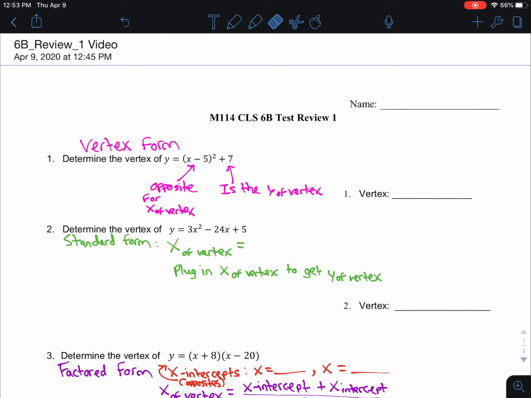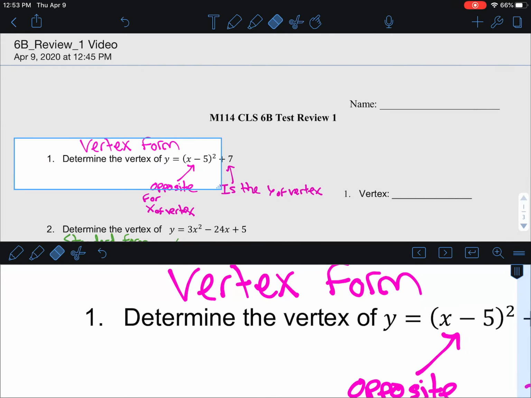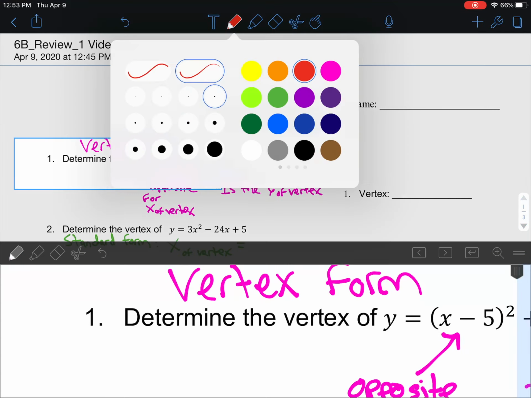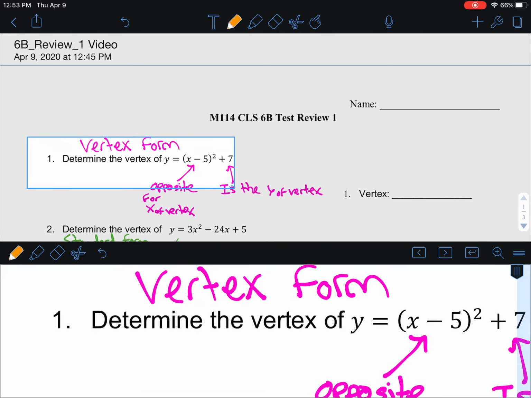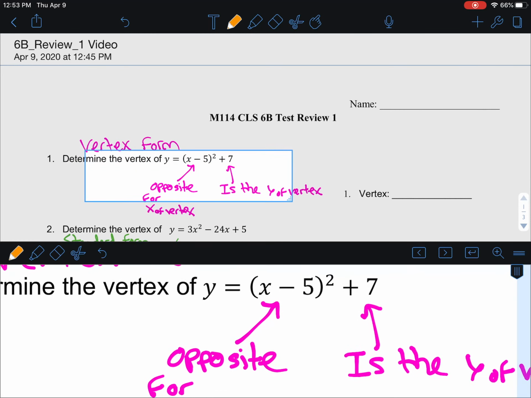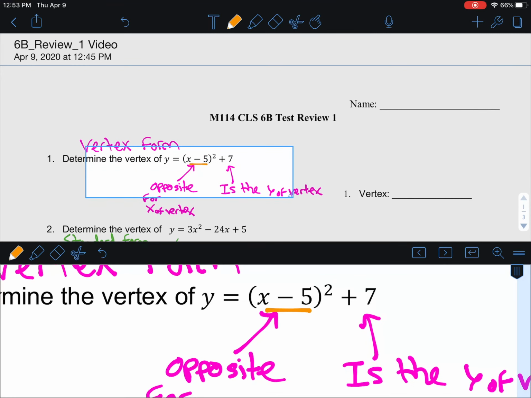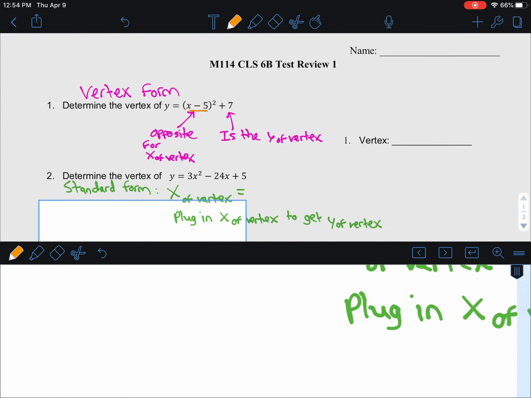So the first 3 questions are all about finding the vertex in the 3 different forms that you need to know for quadratics. So for number 1, this is in vertex form. Remember, in vertex form, it's really easy to find the vertex. To find the x of the vertex, it's the opposite of what's inside. So in this case, the opposite of -5 is 5. So the x of the vertex would be 5. And then whatever number is afterwards, that is the y of the vertex. So in this case, the vertex would be (5, 7). You can look at my answer key to check to make sure you got that down too.